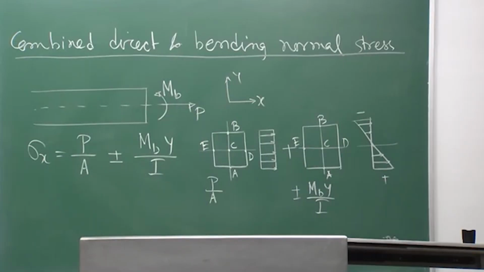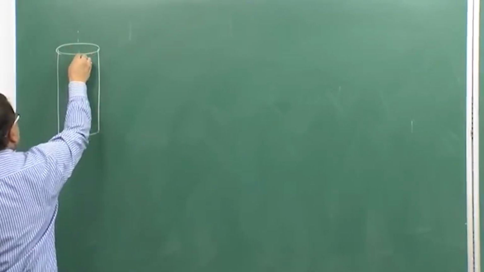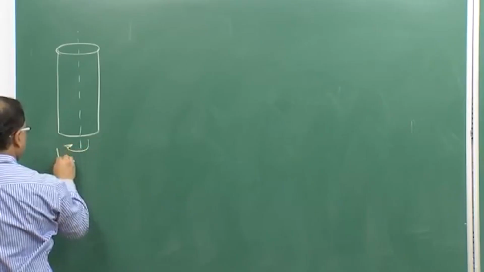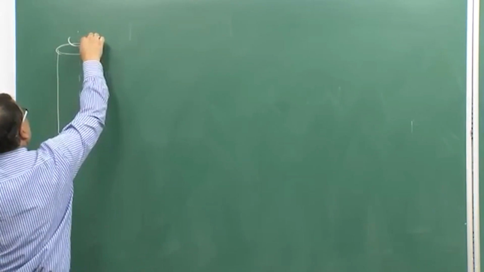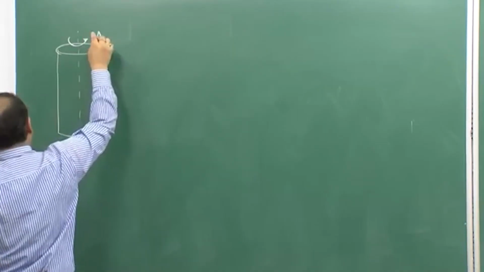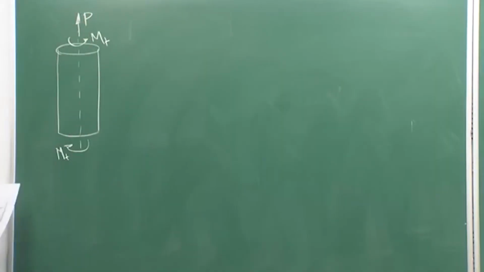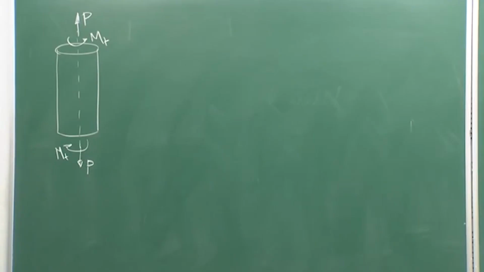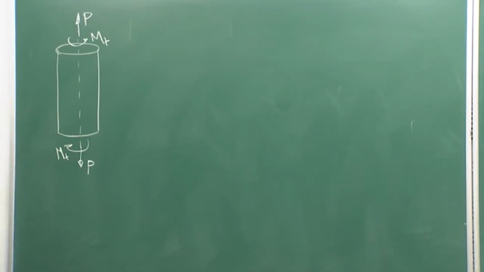So, what I am saying, you have a slender member like this, you have the twisting moment as well as axial force P. Okay. So, you have the tensile force, axial force as well as the twisting moment.